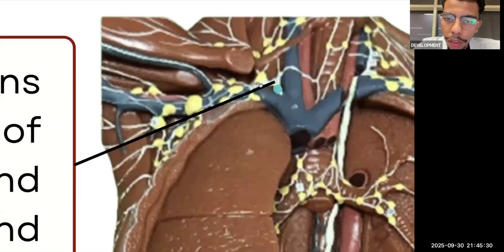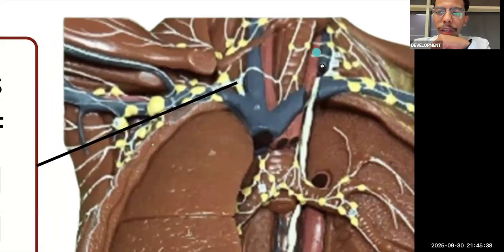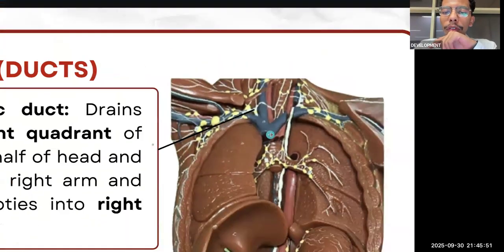And can you guys see this white vessel here? This white vessel is the right lymphatic duct, okay? But the thoracic duct is drained by the left venous angle, okay? So it goes around here and it drains into the junction of them. Here it's cut and removed, but it's supposed to drain here, okay? So that it goes back into your superior vena cava.